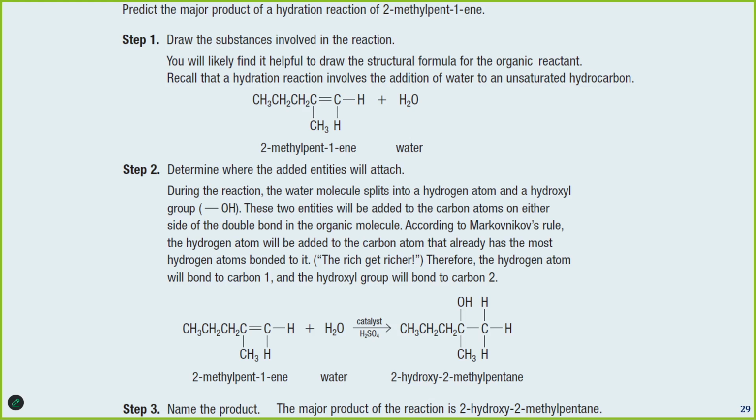Okay, have a look at the solution here. Let me know if you have any questions, okay?